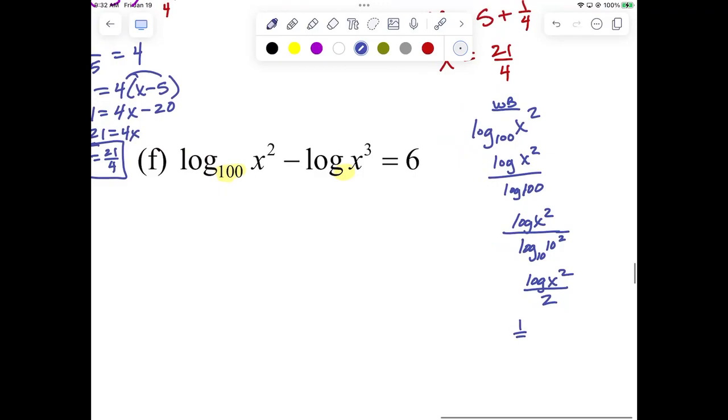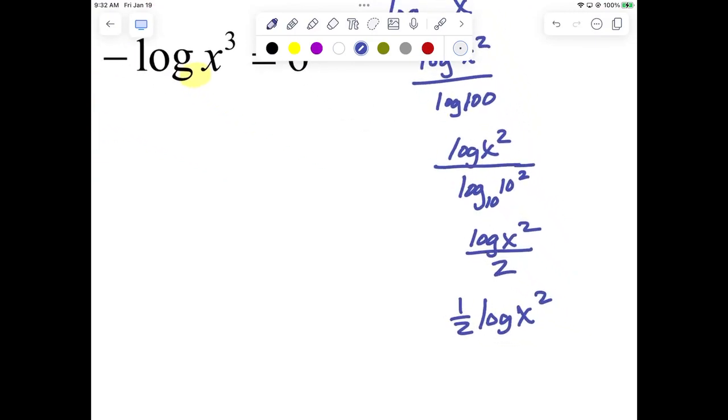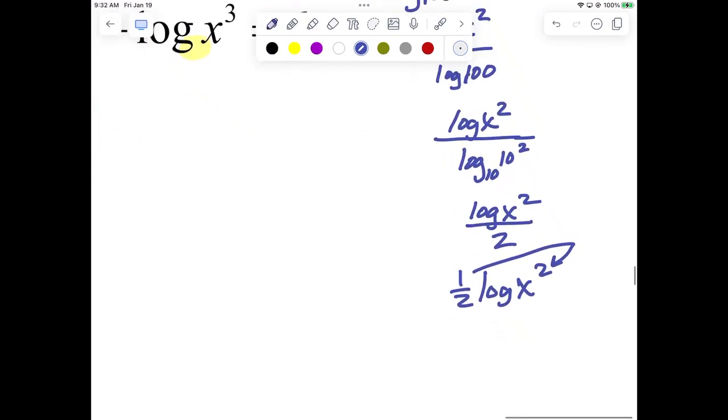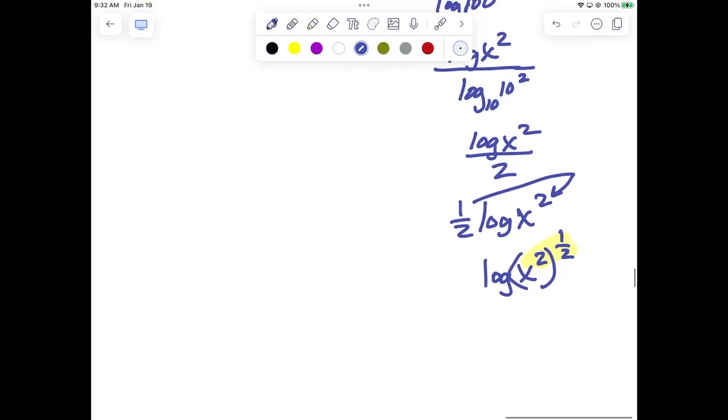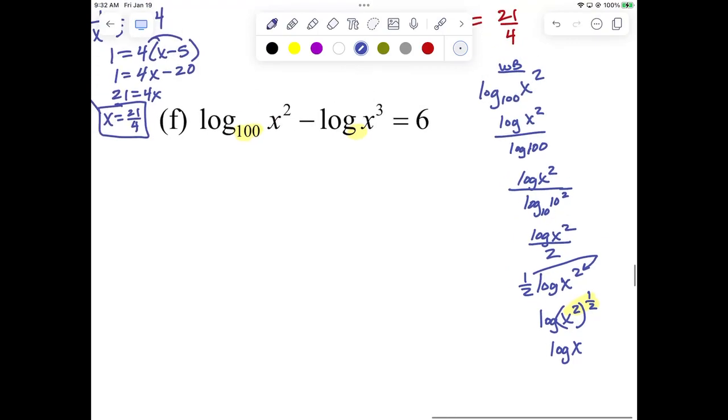So that's going to become 1/2 log of x squared. Now, because I have to condense it, what do I have to do with the 1/2? I got to bring it up, don't I? So that becomes log of x squared to the 1/2 power. And what do I do when I raise a power to a power? I multiply. And what's 2 times a half? That's just equal to log base 10 of x.